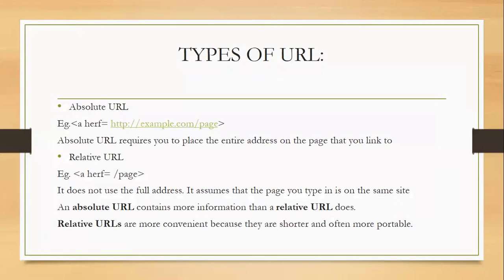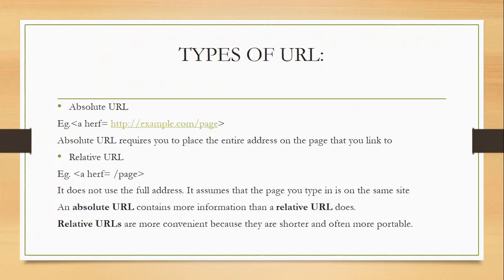After that, there are various types of URL. Firstly, absolute URL and then relative URL. Absolute URL requires you to place the entire address of the page that you link to. It means we need to mention it from start to end. That is, mention the protocol, after that colon, after that two slashes, then the domain name. The particular format of a URL is followed in absolute URL. We have to mention all the information required in absolute URL.